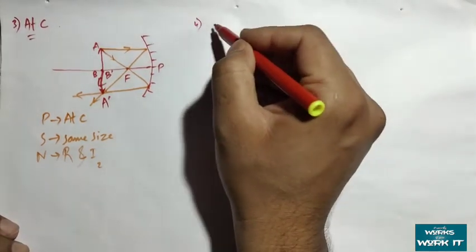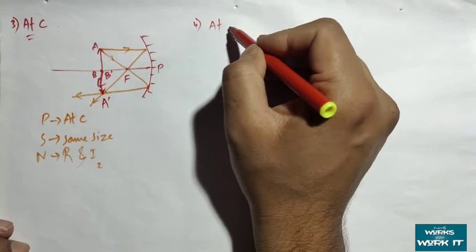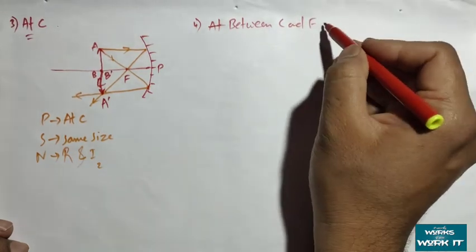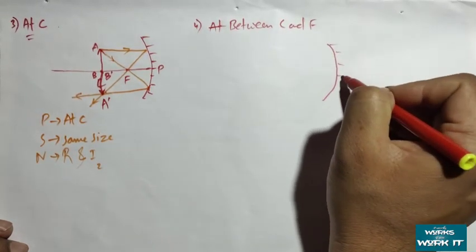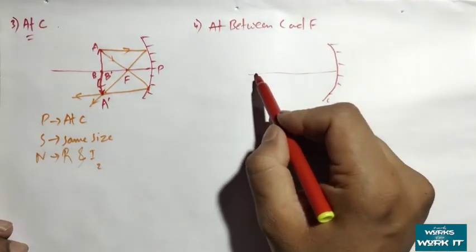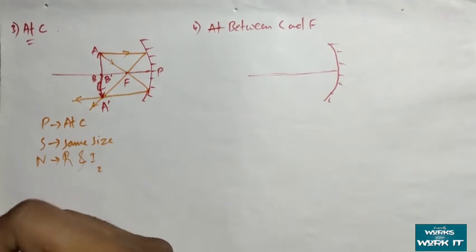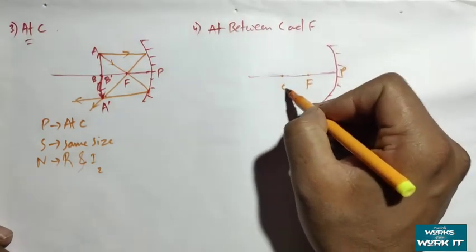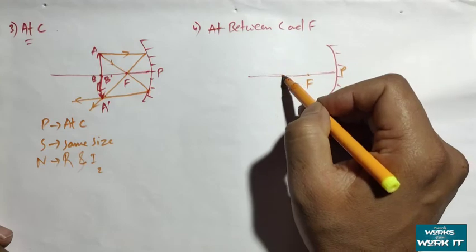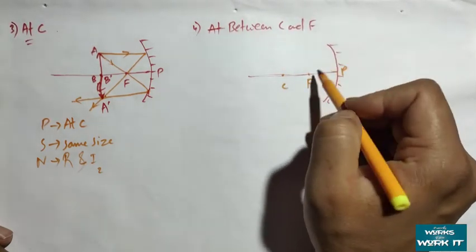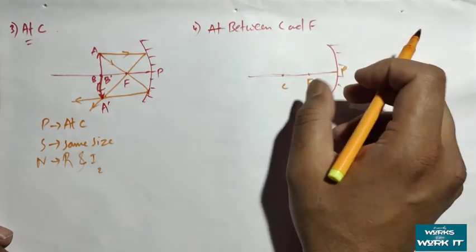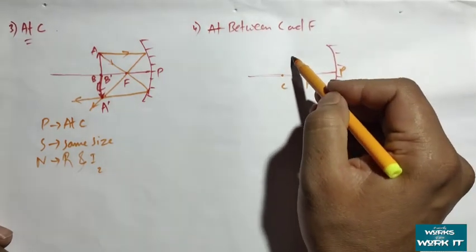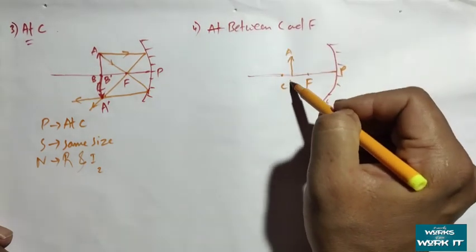Next, where is the object? It is between C and F. So again I am drawing the concave mirror. You can draw the concave mirror freehand. Okay, so this point is the pole, this one is the principal focus, this one is the center of curvature. You have to remember the scaling: CF and FP should be the same distance. It should be curved. So between C and F, this one is the object.